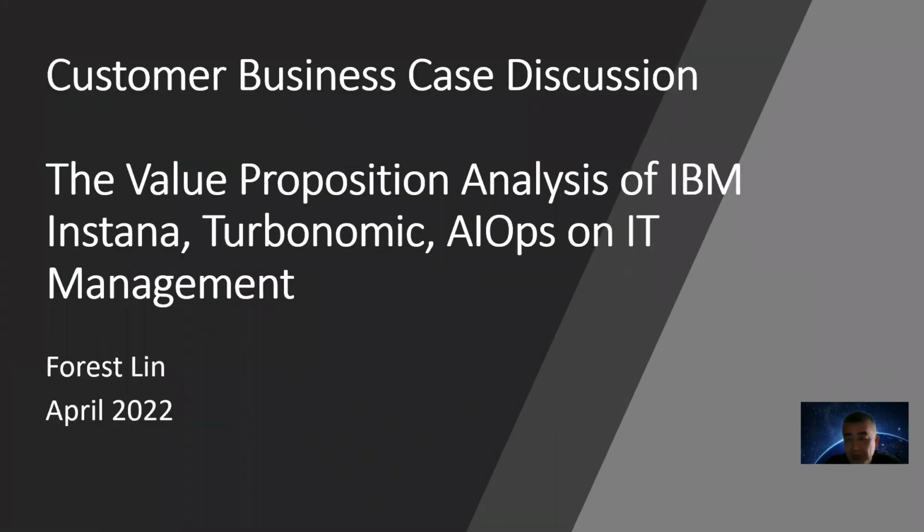In this short presentation, I would like to introduce our enterprise business case and apply the recent emerging technology called AIOps to the IT management of the enterprise. I use the IBM products, Instana, Turbonomic, and Watson AIOps as an example. But the overall portfolio can be applied to other vendors, for example, Amazon, Microsoft, and others.